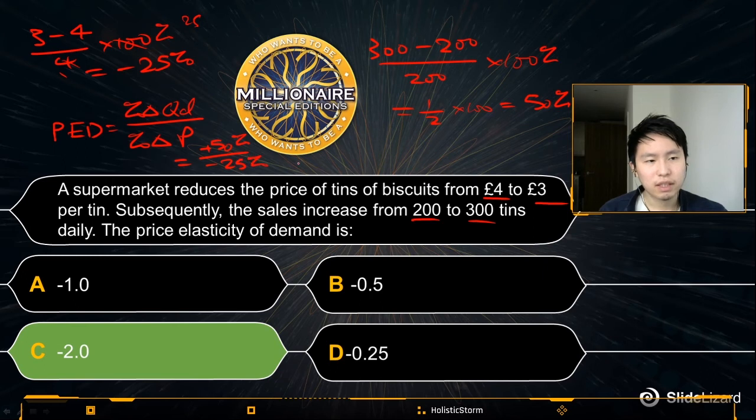Therefore, the PED would be plus 50% divided by minus 25%, which is minus 2. We don't need the percentage. So yeah, it would be C.